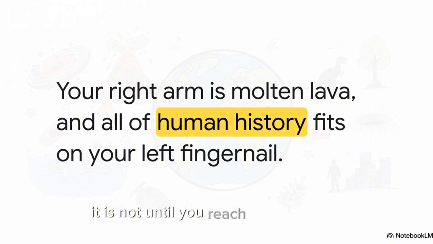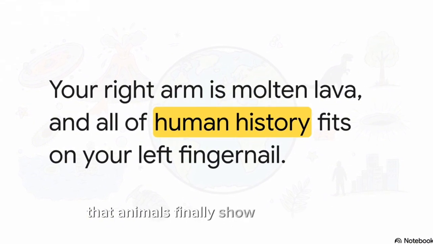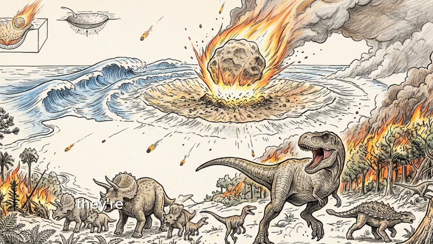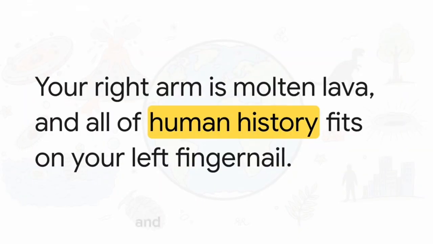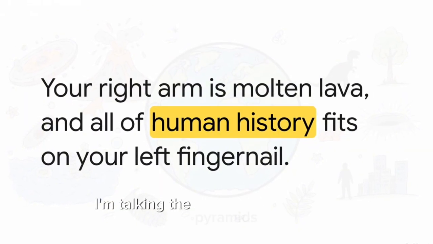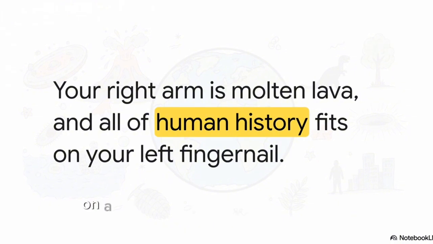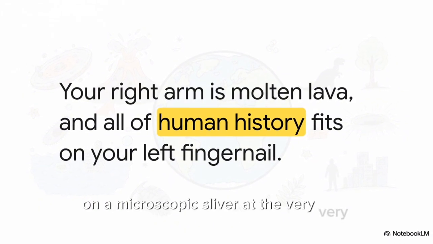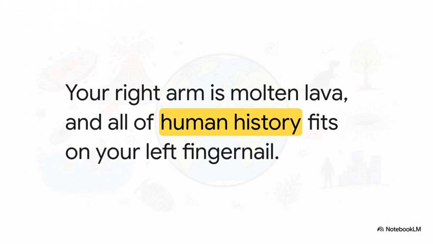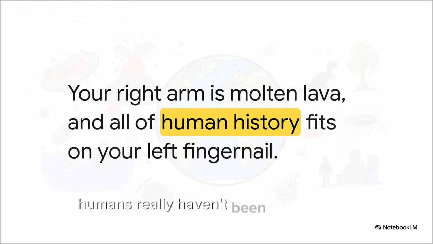It is not until you reach your left wrist that animals finally show up. Dinosaurs? They're somewhere in the middle of your left hand. In all of human history, I'm talking the pyramids, the Roman Empire, the Industrial Revolution, all of it fits on a microscopic sliver at the very, very tip of your left fingernail. When you put it like that, humans really haven't been around long at all.